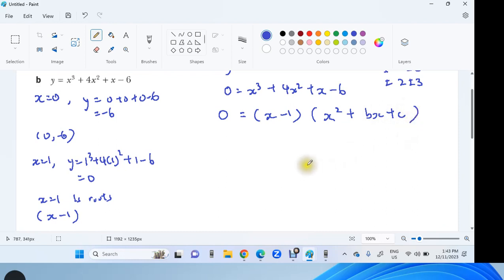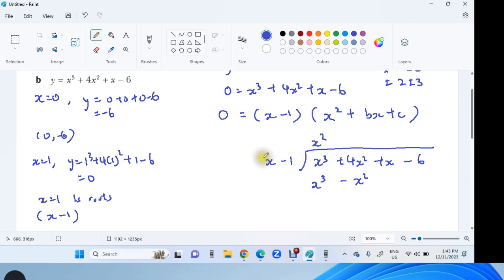So for this one, we do the long division. x power 3 plus 4x squared plus x minus 6 divided by x minus 1. We have x squared here. Then it is x power 3 minus x squared: x squared times x is x power 3, x squared times negative 1 is negative x squared. Then this one minus this, we have 5x squared plus x.